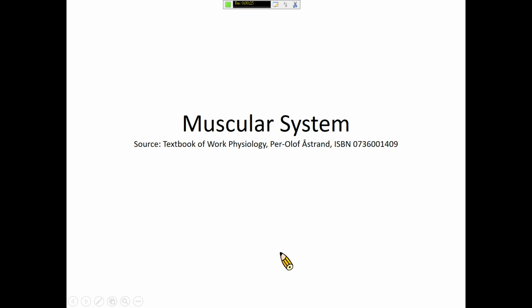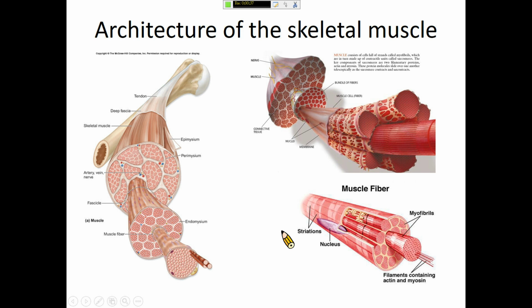All right. Today we'll start with the muscular system. Okay. This is a very good drawing of the muscle.